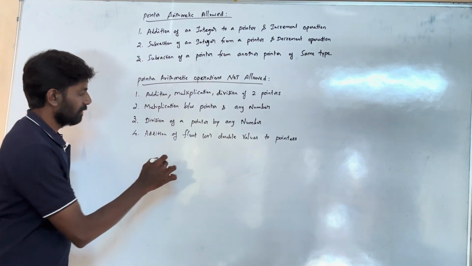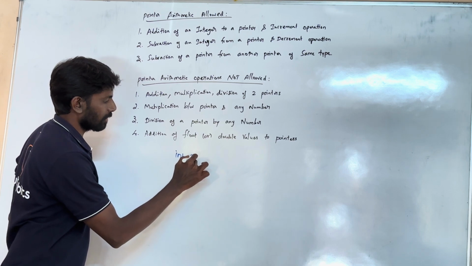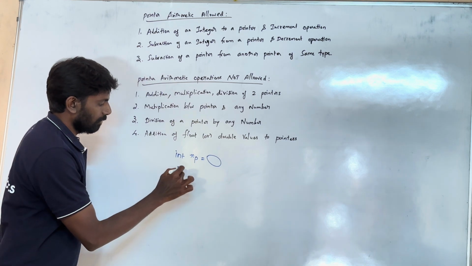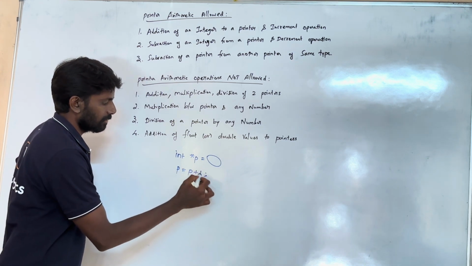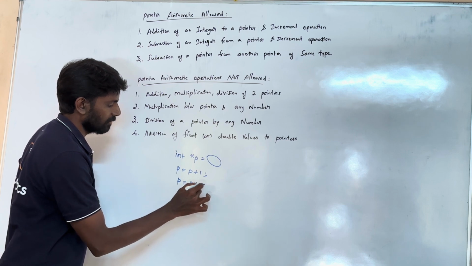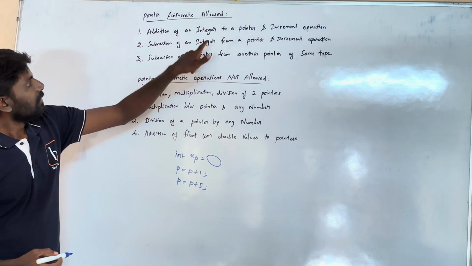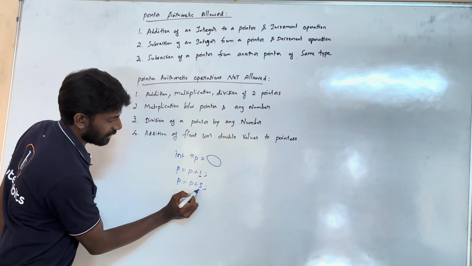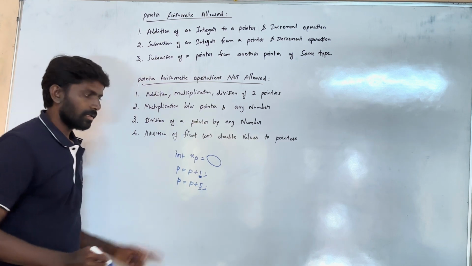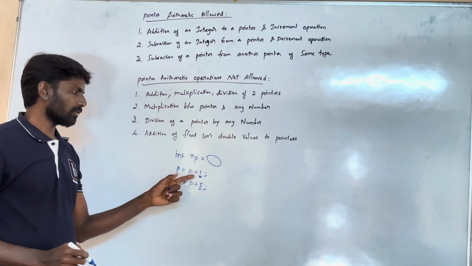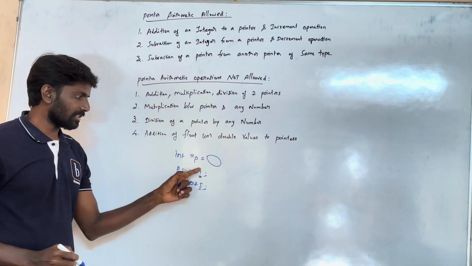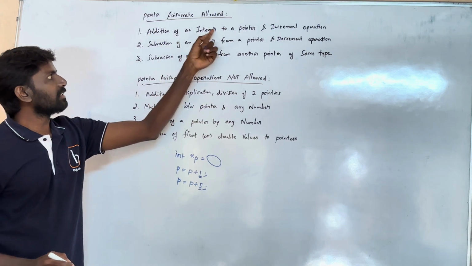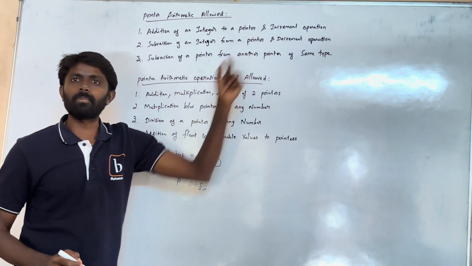So let's take int *p. In this you have some address. So you can do p = p + 1 or p = p + 5. Getting it? So addition of an integer to a pointer. You are adding an integer to the pointer variable. This is allowed. Adding integers to the pointer is allowed.